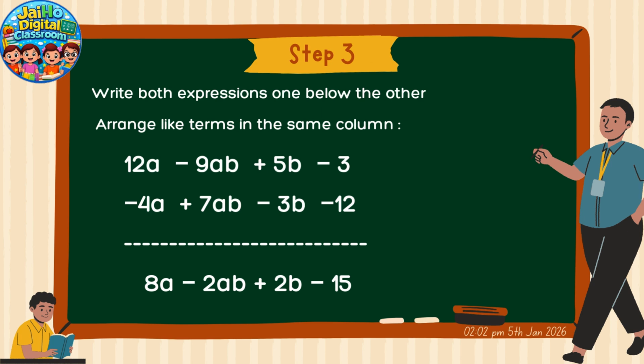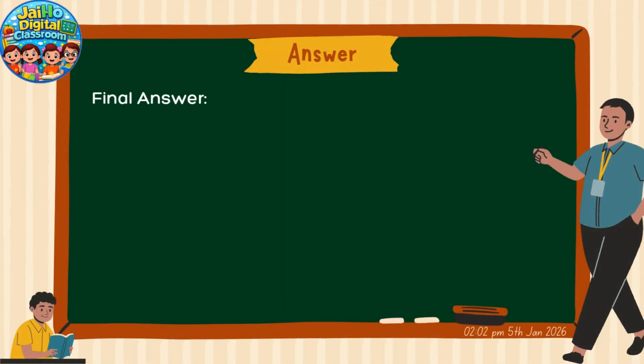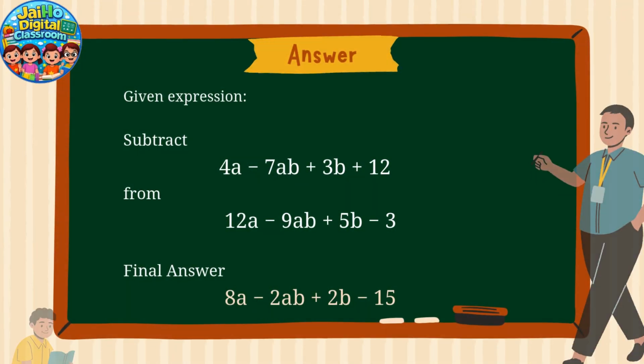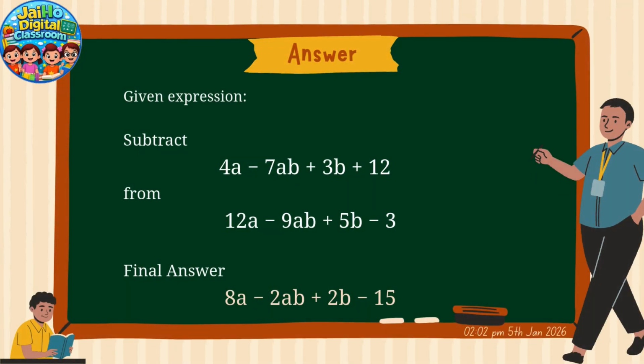Now, we get the final simplified expression. The answer is 8a minus 2ab plus 2b minus 15. We have solved the problem using subtraction of algebraic expressions and the vertical or column method.